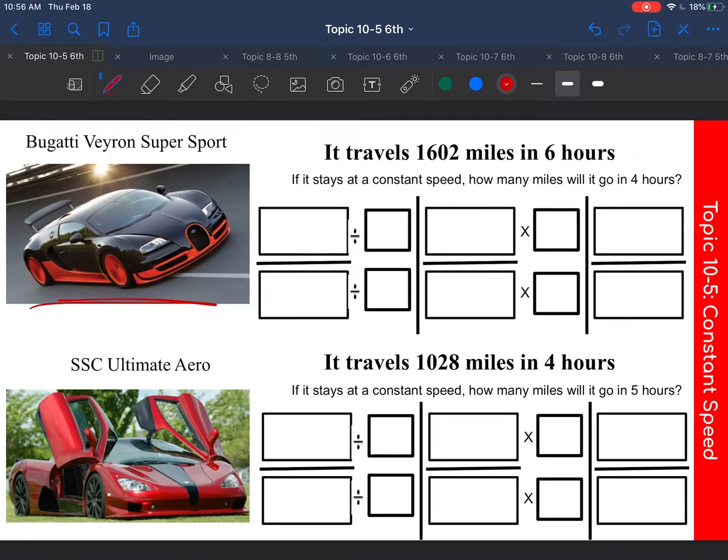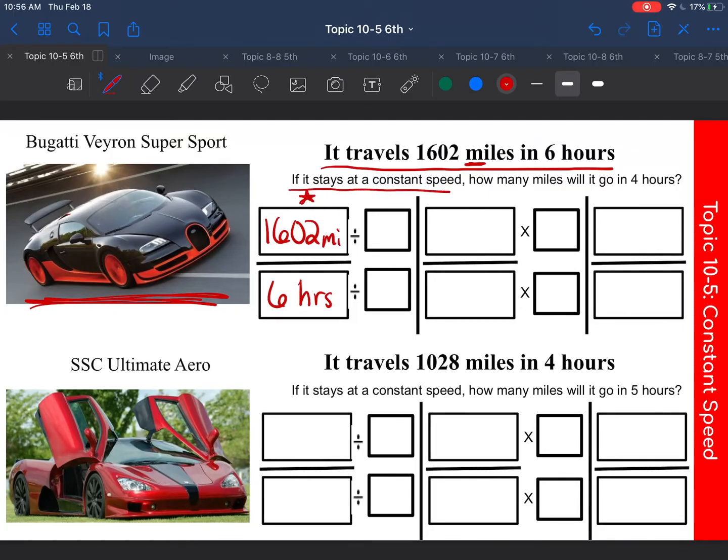So this car right here, I don't know how to pronounce it, I'm saying Bugatti Veyron Supersport. Hopefully that's right. That is a very fast car, and we're given that it travels 1,602 miles in 6 hours. So that's the original rate. For miles, I'm going to write MI as an abbreviation. Make sure it's MI, not MIN, and not just N, because those stand for different things. And then we have 6 hours. HRS stands for hours, so we can abbreviate that. So this is our rate.